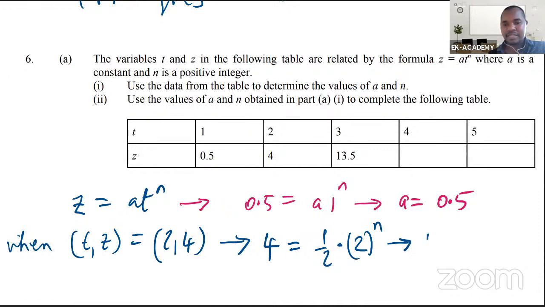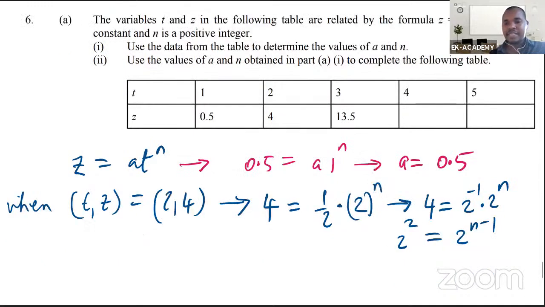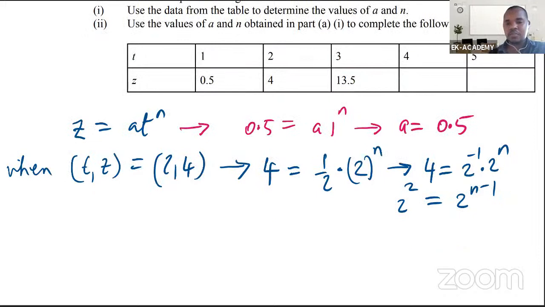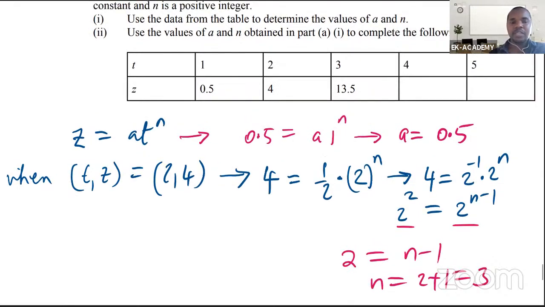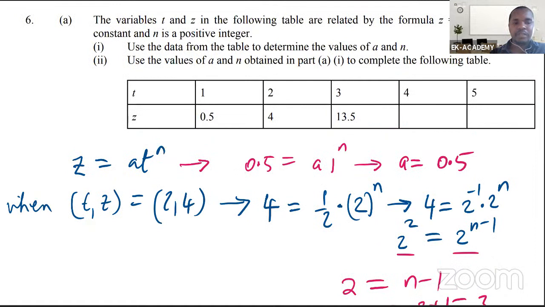From here we can say that 4 equals 2 power negative 1 times 2 power N. So 2 power 2 equals 2 power N minus 1. We compare exponents because the bases are the same. So 2 equals N minus 1, N equals 2 plus 1 equals 3. So now in part 1, we can say that A is 0.5 and N equals 3.